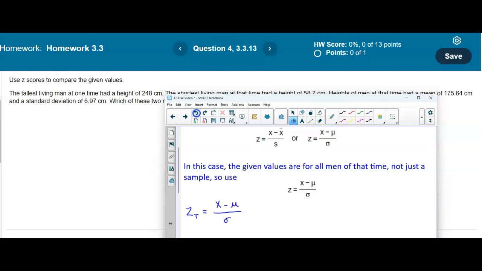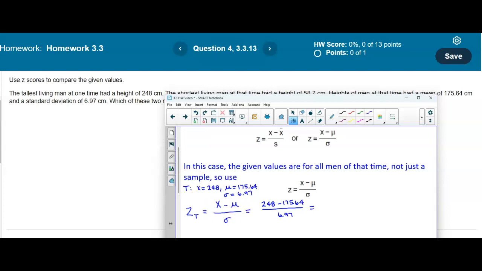Okay, so what do we need to know for this problem? For the tallest man, abbreviated as t, we know that the value of x is 248 centimeters. We know that the population mean was given to be 175.64. And we also know that the standard deviation is 6.97. And so now we're going to plug it into our formula. So we have x, which is 248, and then we're going to subtract the mean of 175.64, and then divide it by the standard deviation of 6.97.